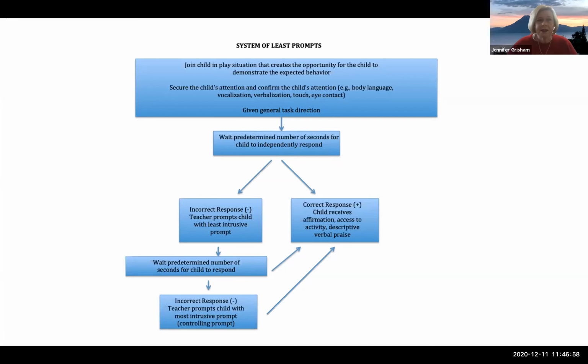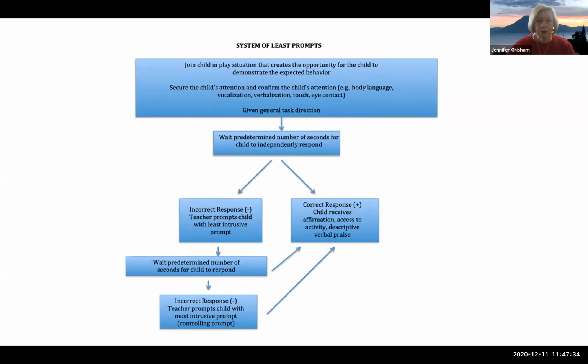Children have to have access to what the correct response is. A lot of times in teaching we get into these teaching loops, and I'll allude to this later, where we just keep asking the same question over and over without scaffolding that learning and giving them additional support. With the system of least prompts, we're being very intentional about how we deliver those prompts so that the child can get access to the actual correct response.